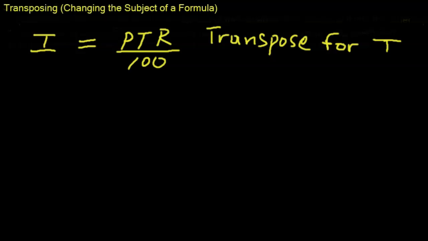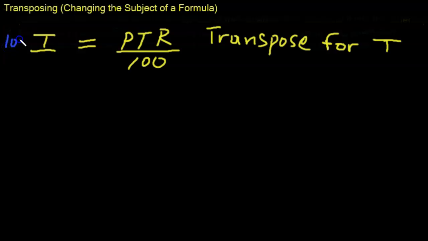So let us continue with our series. Here we want to transpose for t, or make t the subject. And this problem is different from the others in the sense that we have a fraction here that we need to get rid of. Well, one fraction, with a denominator of 100. And how do we get rid of a fraction? Multiply both sides by the LCM. Well, one fraction, so it's just 100, right? So multiply both sides by 100.